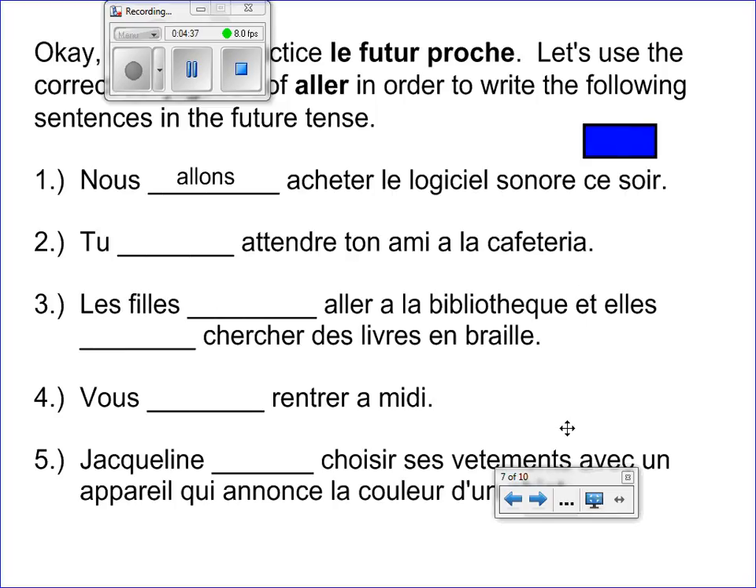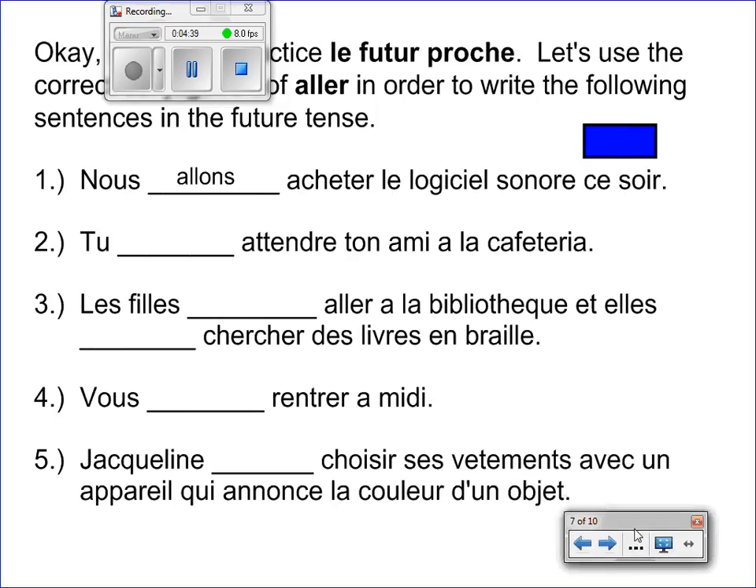So what I want you guys to do is put the video on pause so that you can work on these remaining 4 questions. Remember, you are going to want to have your aller conjugation chart at your side as you work on this activity. Please put the video on pause now. All right, let's proceed.